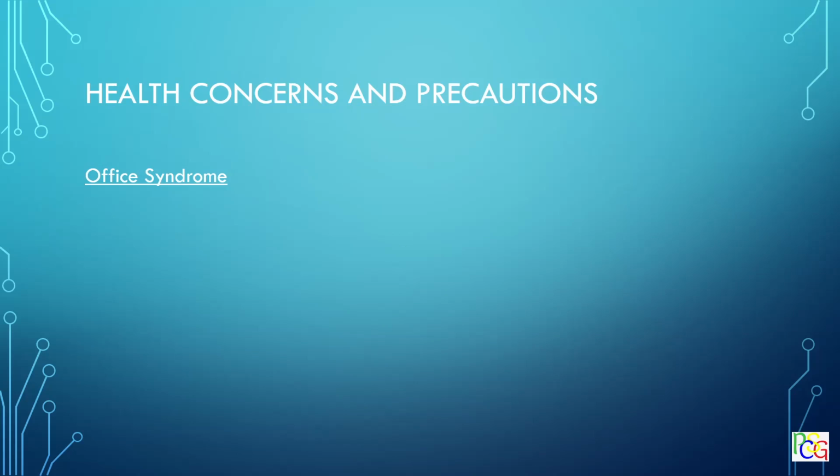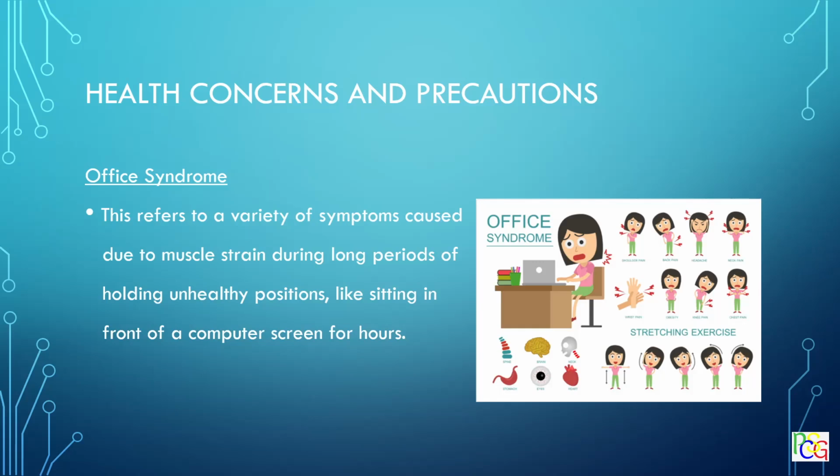So let's get into health concerns and precautions. First, we need to talk about office syndrome. Now, this refers to a variety of symptoms caused due to muscle strain during long periods of holding unhealthy positions, like sitting in front of a computer screen for hours. And on the right, you can see some symptoms of this. We've got shoulder pain, back pain, headache, neck pain, wrist pain, obesity, knee pain, and chest pain. And those are just some exercises that you can do to calm some of that pain.